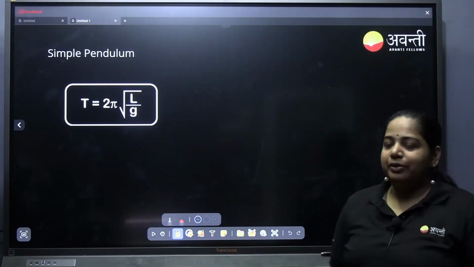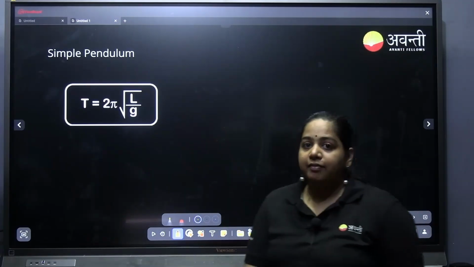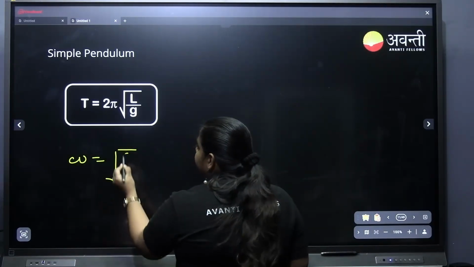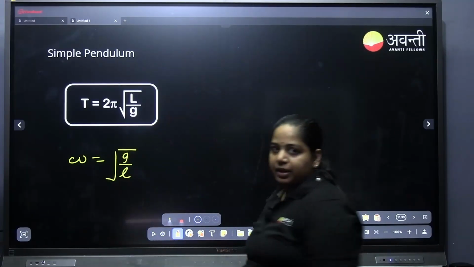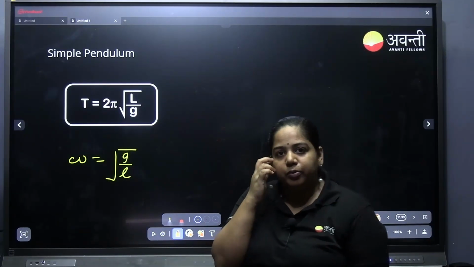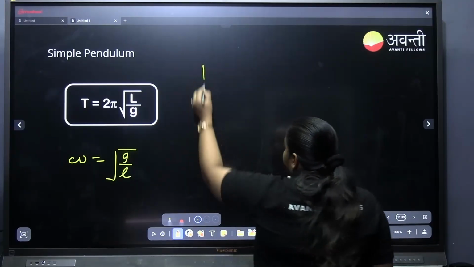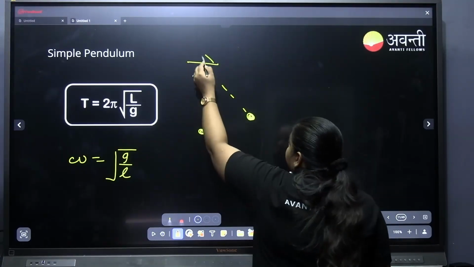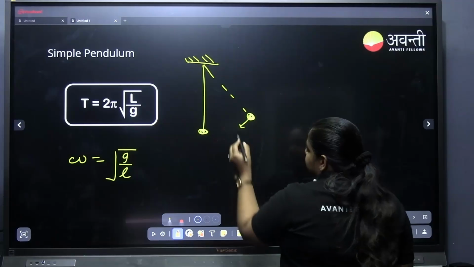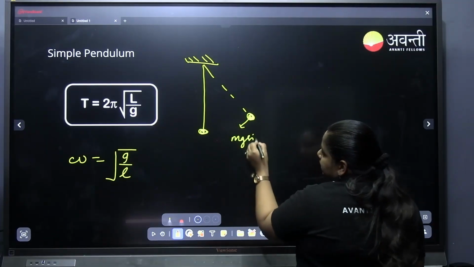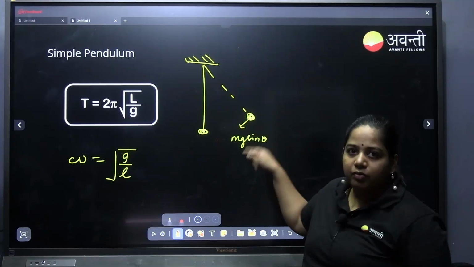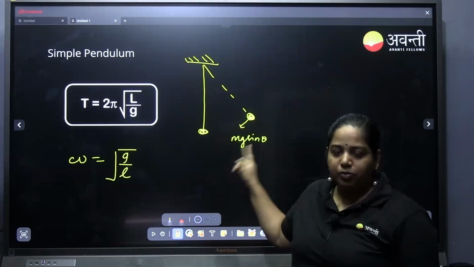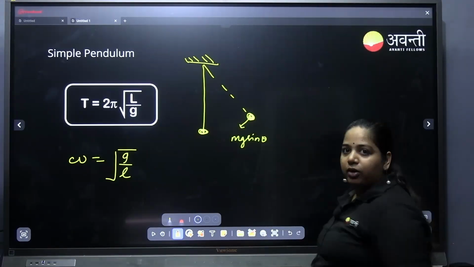Now coming to simple pendulum, the time period equation is this, which means omega is equal to root g by L. How are we getting this value? For a simple pendulum, the force acting in this direction is mg sin theta. I am not going into how we get this value. You go to Newton's law, apply the free body diagram, you will get it. So this is the force acting on it.